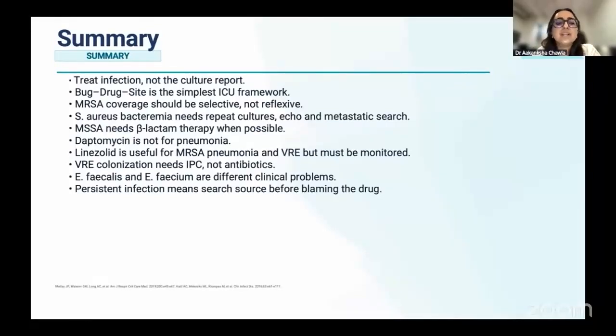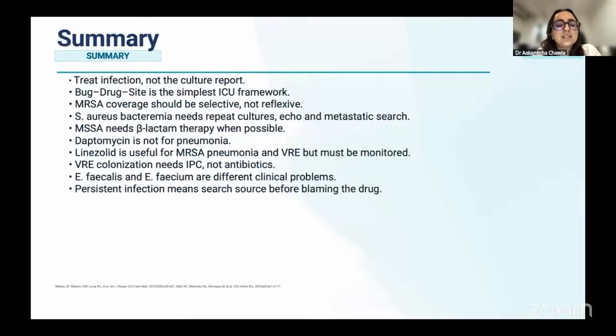You have to correlate your bug, drug and site, which is the simplest way to approach any infection. MRSA coverage should be selective, not reflexive. Staph aureus bacteremia always needs repeat cultures, echo, and metastatic search. Do not dismiss it. MSSA needs beta-lactam therapy. Daptomycin is not for pneumonia. Linezolid is useful for MRSA pneumonia and VRE, but it has to be monitored for its toxicity.